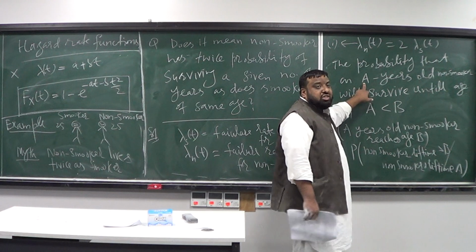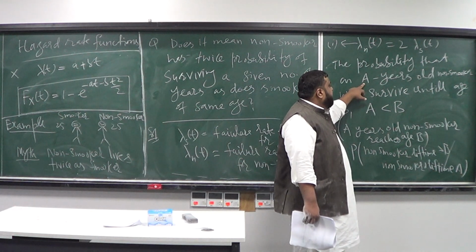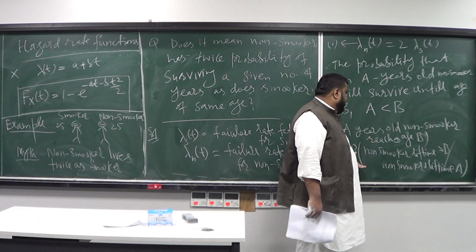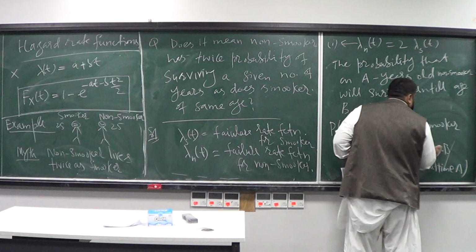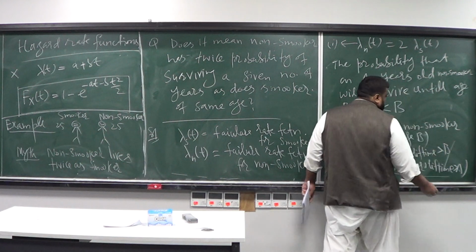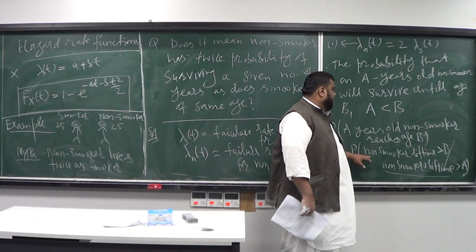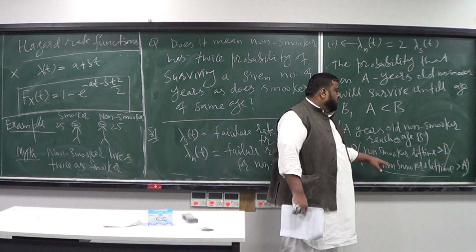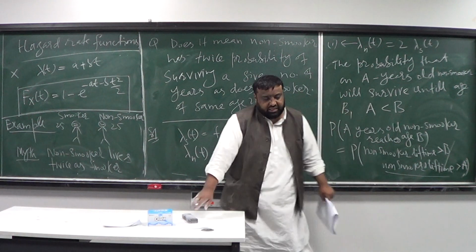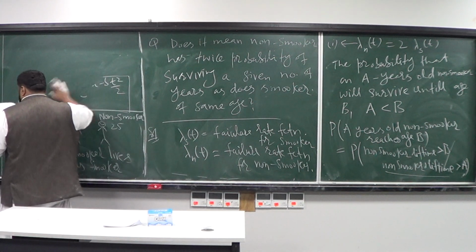because if this non-smoker is A years old and I'm interested in the probability that he will survive up to B, then this probability can be written as this conditional probability. Given that the non-smoker's lifetime is bigger than A, what is the probability that the non-smoker's lifetime is also going to be bigger than B? So he will survive until the age B. Let's compute this probability.